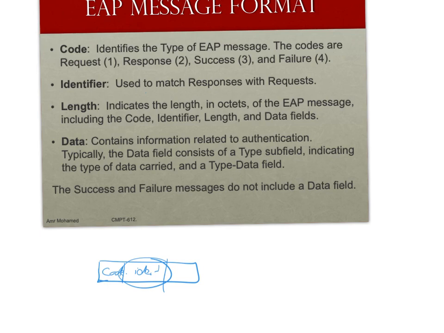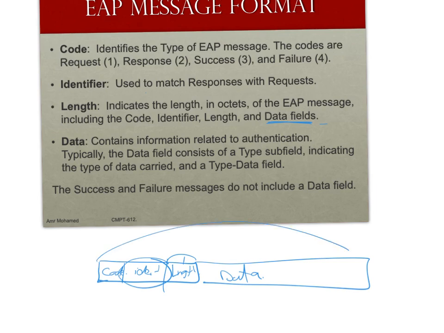And of course, the length, and the length in octets of the message, including the code, the identifier, the length, and all the data field. So, here is the length, okay, and there is the data. So this length actually is the length for the entire message, which includes everything.